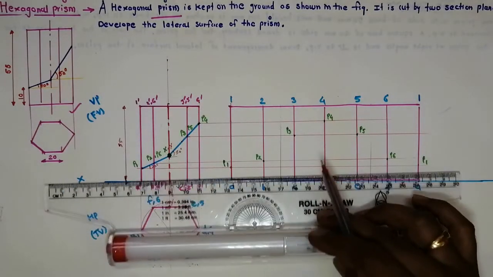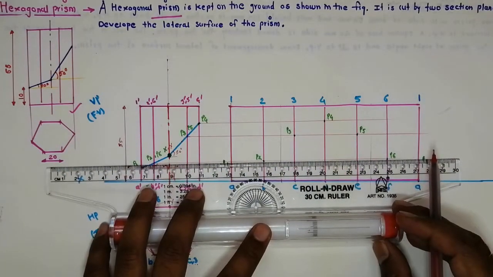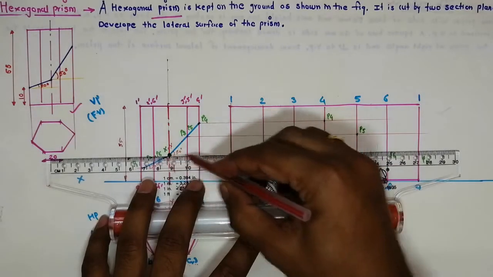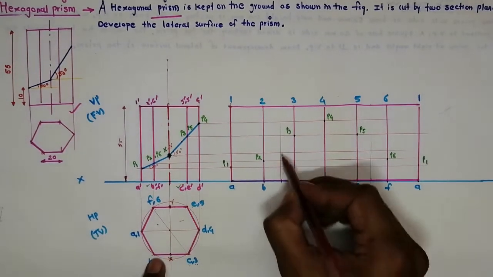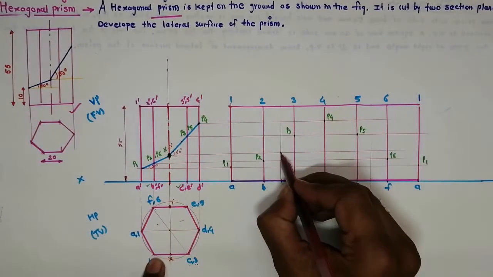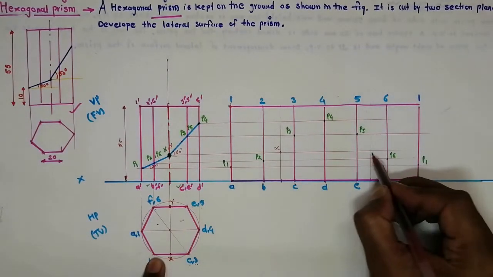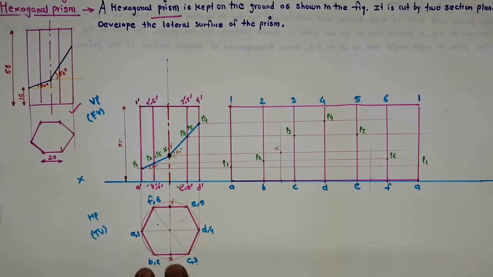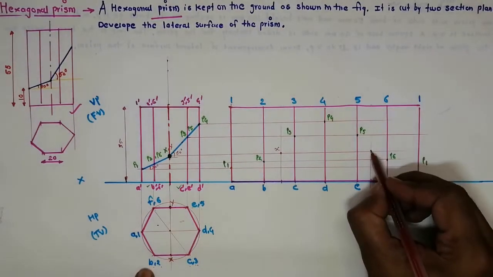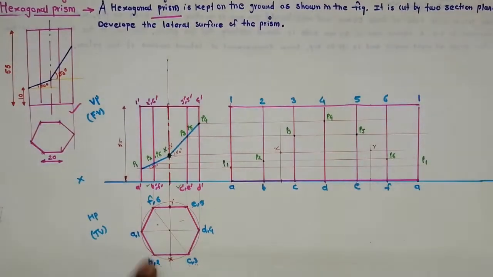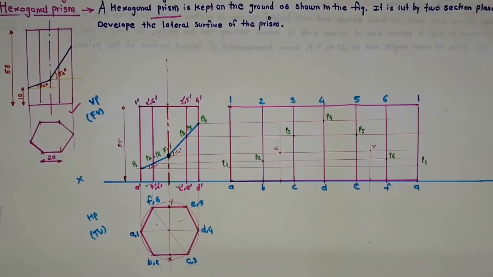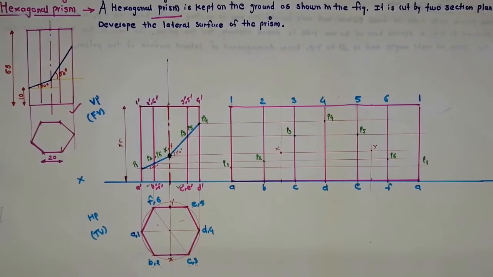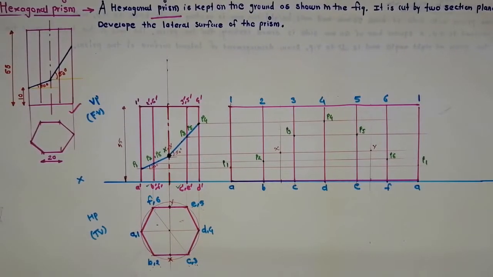Now take the horizontal line from X and Y, which will intersect the intersection in between BC and EF. So this is your X. In between BC we have X, and in between EF we have here Y. So those 2 points we have marked. This completes our development for this hexagonal prism.